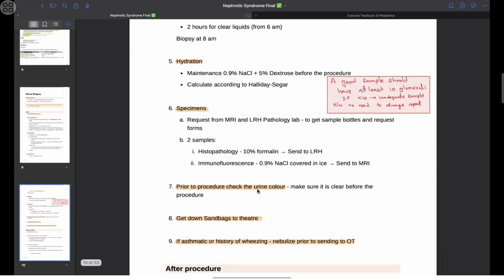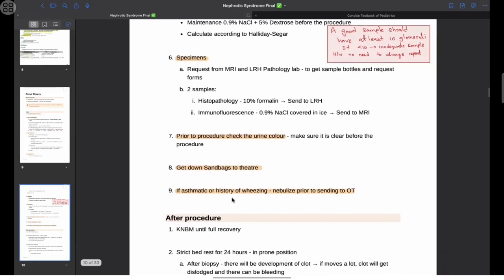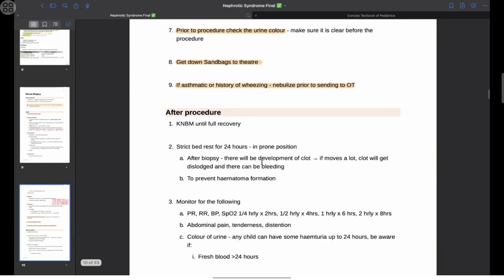Then prior to the procedure, it's good to check the urine color, and you want to make sure that it's clear, because post procedure you need to monitor the urine. Okay, then you have to get sandbags, and if there is an asthmatic patient, you need to check for wheeze. These are normal things. Okay, then after the procedure, make sure that the patient is nil by mouth until full recovery.